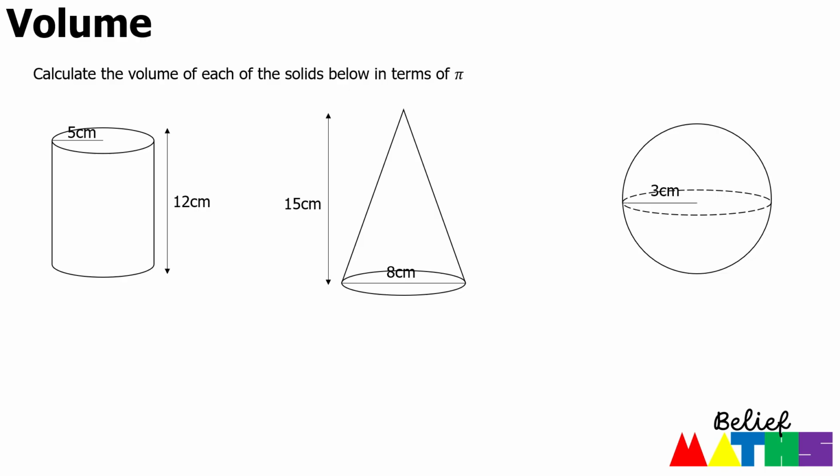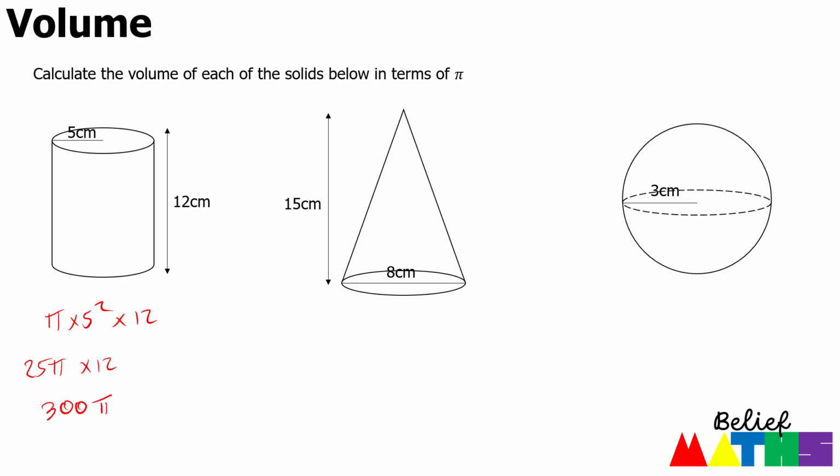Volumes, again, you can be asked volumes of prisms, cuboids, etc. I've put these ones on there just as a reminder. So with a cylinder, you're not given the formula, but just remember it's a circle, pi r squared, times the height. So therefore it's pi times 5 squared times 12. So that's 25 pi times 12. And 25 times 12 is 300 pi.